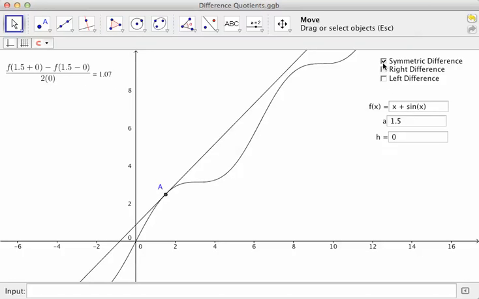But anyway, that's the geometry involved in difference quotients. We're really just making secant lines and looking at their slopes. So I hope you find that helpful in understanding what's going on.